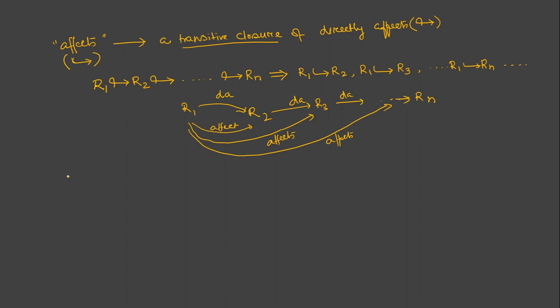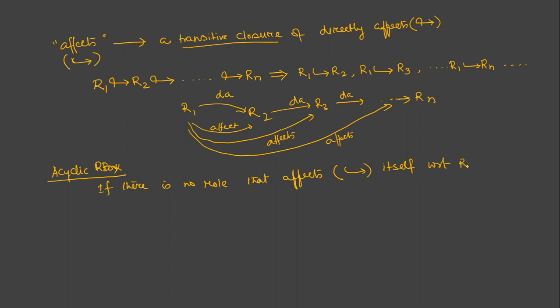Now, how do we define an acyclic R box? If in the R box there is no role that affects itself with respect to the R box, then the R box is acyclic.